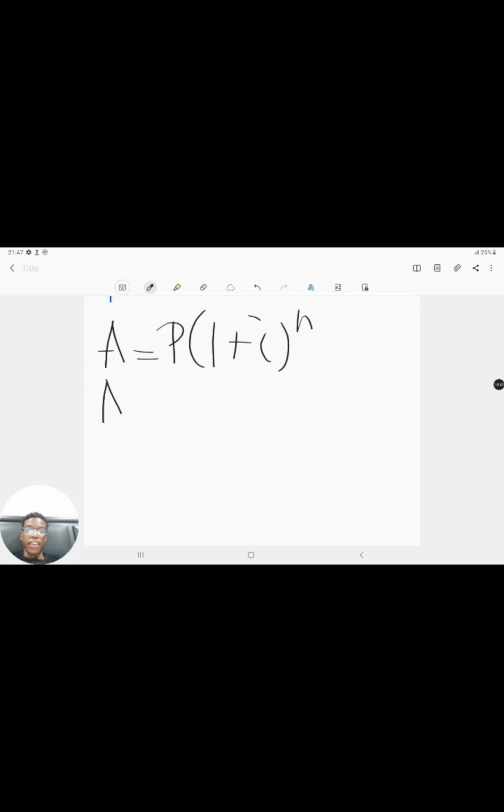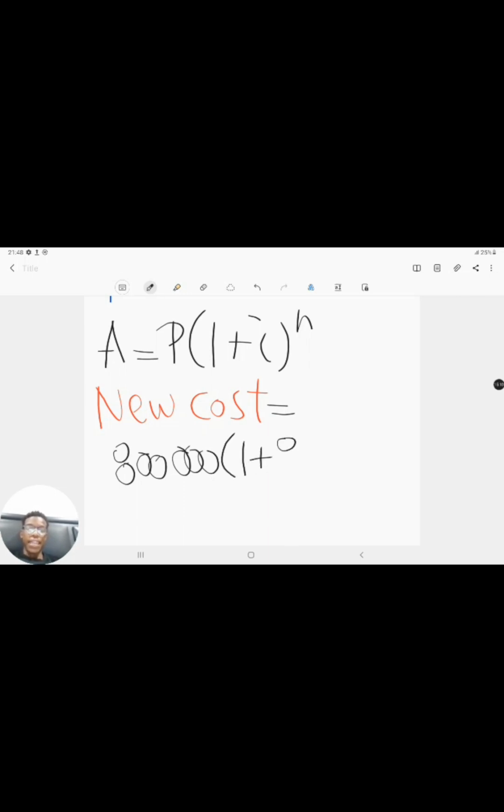Okay, so what we have is A, actually instead of A, I'm just going to say this is how much the new tractor is going to cost in future. So I'm going to call it new cost because I've been calling it new cost. So new cost, this is A, right? New cost is A, is equal to 800,000, I'm actually going to write it down here. It's equal to 800,000, open bracket 1 plus 8%, right? 8% to the power of 5.